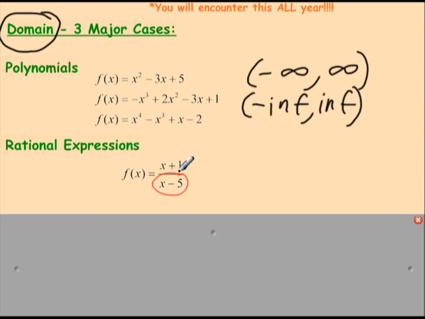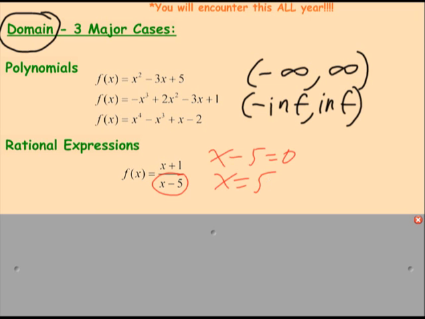So in this case, there's only one problem. The problem is when x minus 5 will equal 0. And when will that happen? Excuse me, that'll happen when x is 5. So that is the number that can't be plugged into this function. If you plug 5 into that function, it blows up. You get an undefined answer. So 5 has to be excluded from our domain. So our domain is going to be everything but 5.